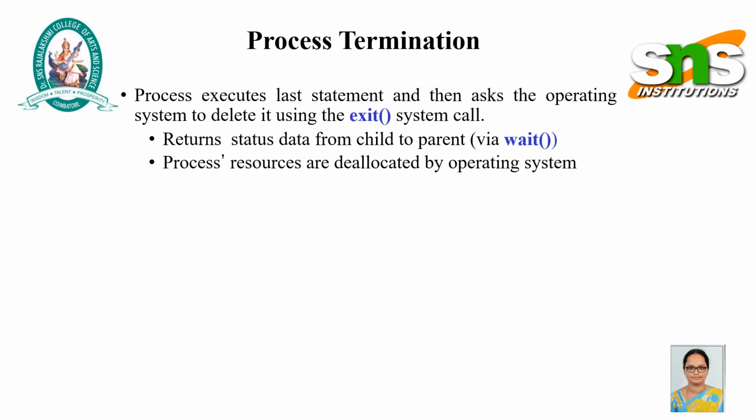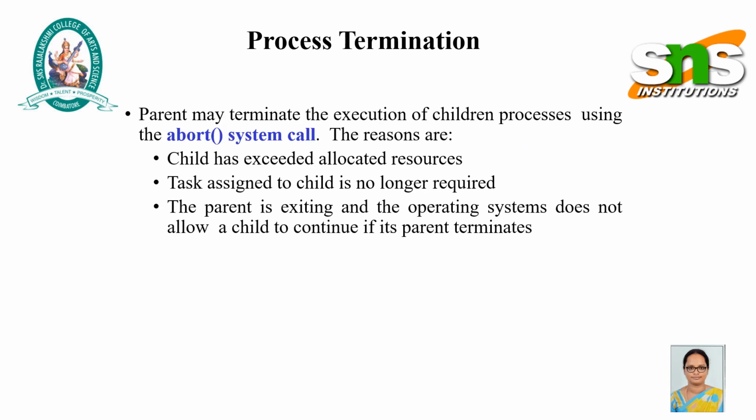Process termination. The process executes its last statement and then asks the operating system to delete it using the exit system call. It returns status data from child to parent, and the process resources are deallocated by the operating system. The parent may terminate the execution of a child process using the abort system call, when the child has exceeded allocated resources or the task assigned to the child is no longer required.